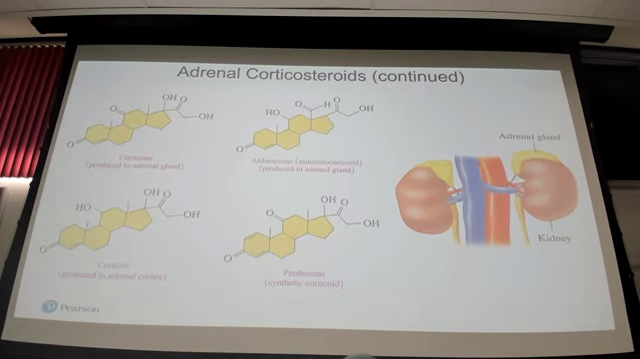And here are the structures of the adrenal hormones. Here's cortisone, aldosterone, cortisol, and prednisone. Prednisone is a synthetic form. So again, you see that they're all different based on the constituents found around the steroid nucleus. Does that make sense? You don't need to know those structures.